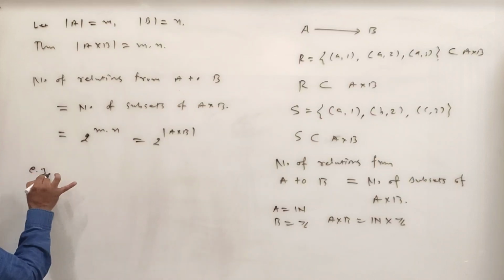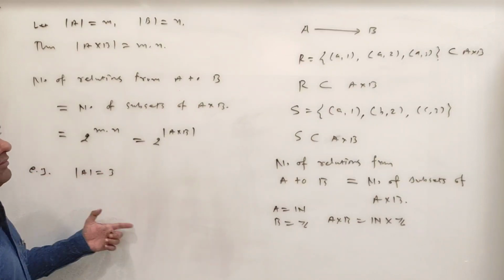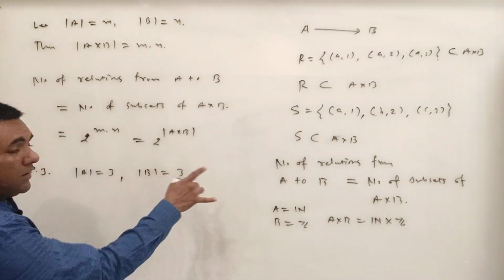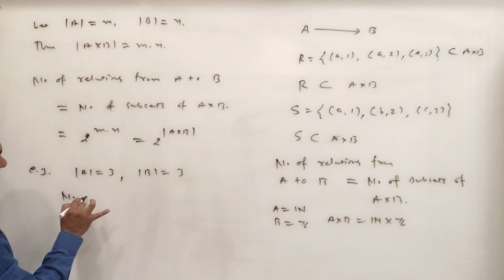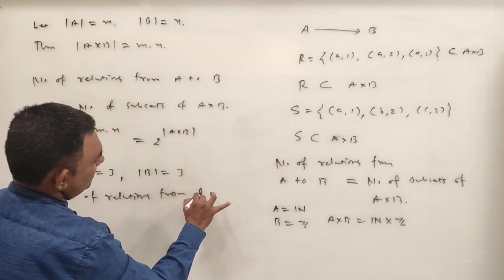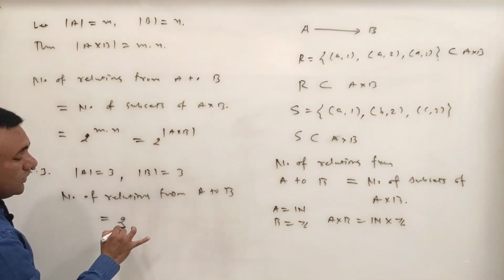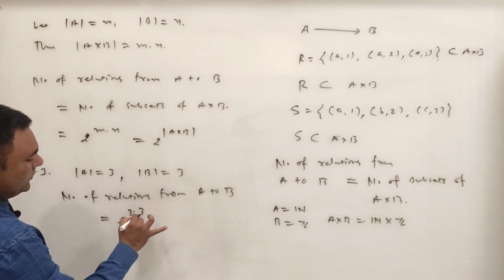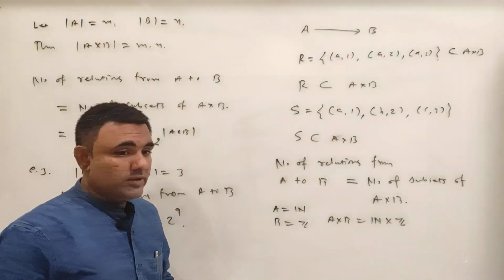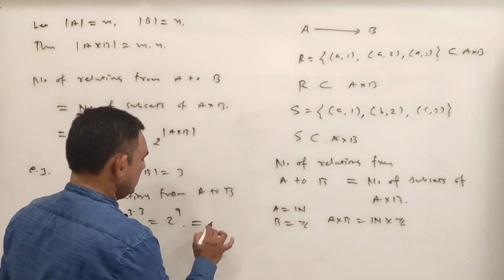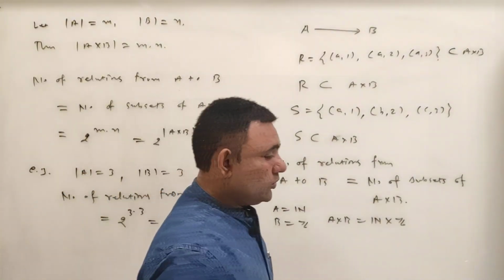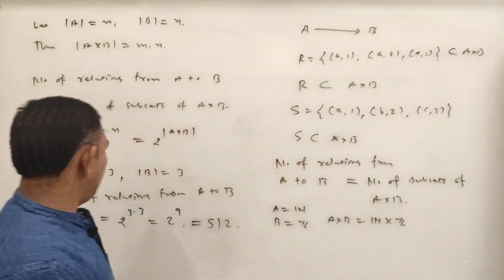So for example, suppose cardinality of A is 3. In our previous example, A contains 3 elements. Cardinality of B is also 3. So number of relations from A to B is equal to 2 raised to 3 into 3, that is 2 raised to 9. So 2 raised to 9, that is 512. इतने रिलेशंस आपको मिलेंगे.